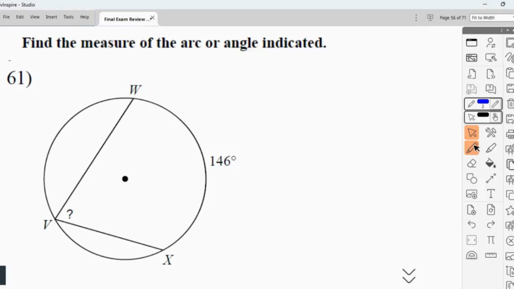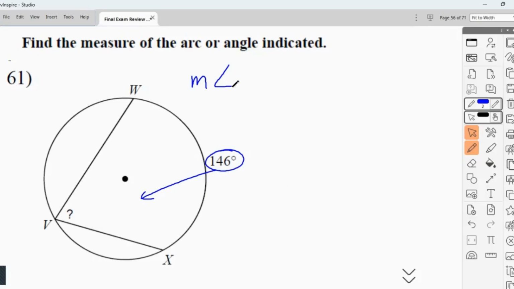So number 61. What we're going to do here, we know that this is the inscribed angle. So basically, the measure of this one is going to be half of 146.